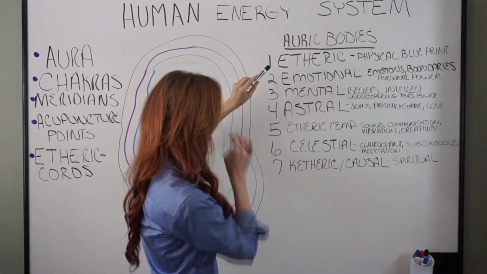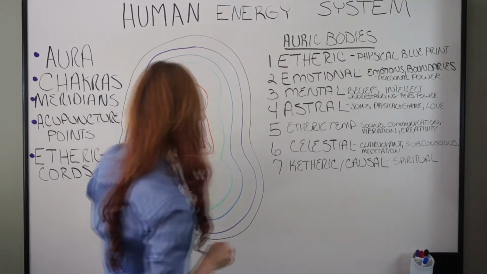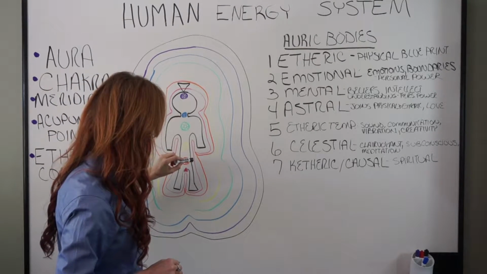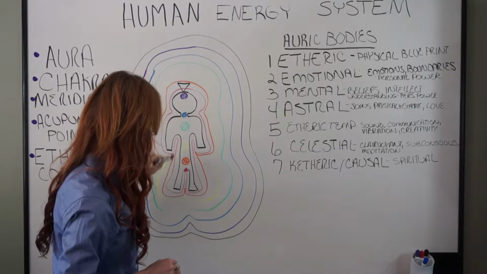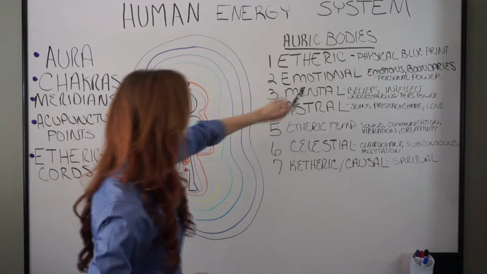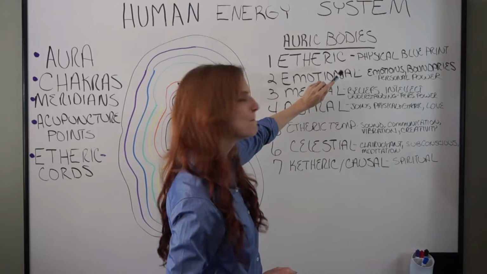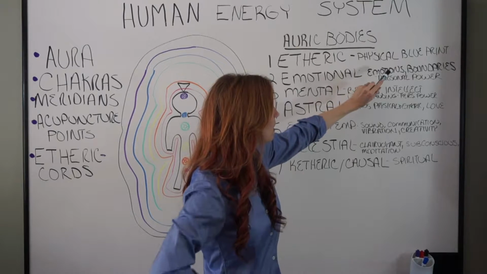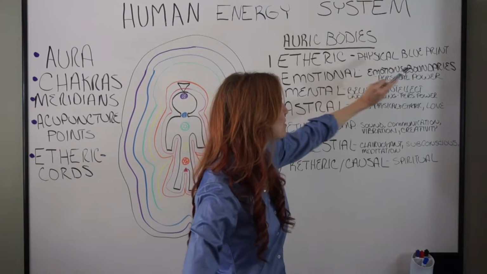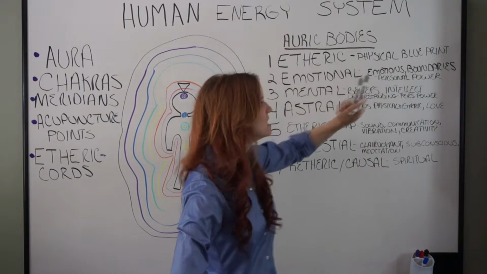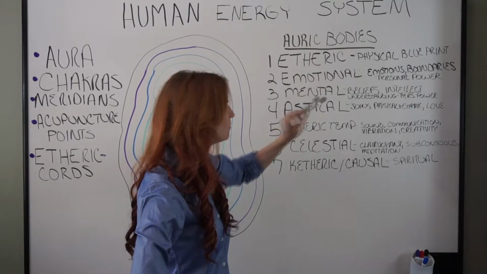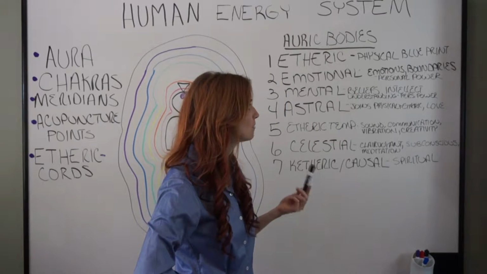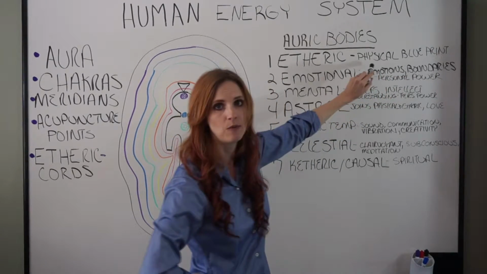Okay, so this is the physical blueprint, the etheric layer, and that's represented by the root chakra here, and this first layer of red, okay? So then we have the emotional body, is what it's called. I've been told that it has to do with emotions, boundaries, and personal power. Now, I'm sorry, emotion and boundaries. And I've honestly found that it has more to do with boundaries and personal power than emotions.